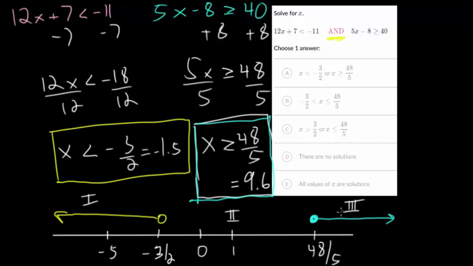And then all values in region 3, notice a number like 10, it would satisfy the blue one, but not the yellow one. And that's true of everything in this third region. It satisfies this one, but not this one. So this one's an interesting one because there are actually no solutions, because not one number on this number line can actually satisfy both inequalities at the same time. You can certainly have some numbers satisfy one of them, but there are no numbers that satisfy both of them. So when we go into our answer here, we would say D. There are no solutions.